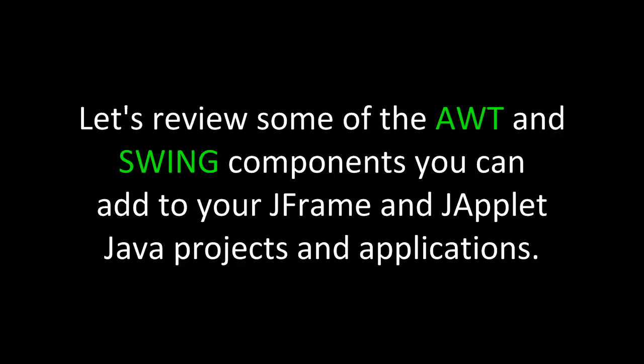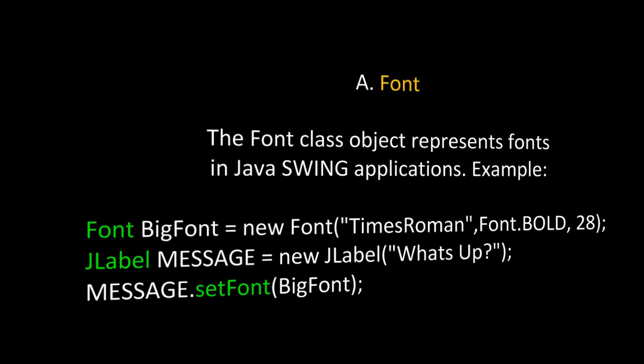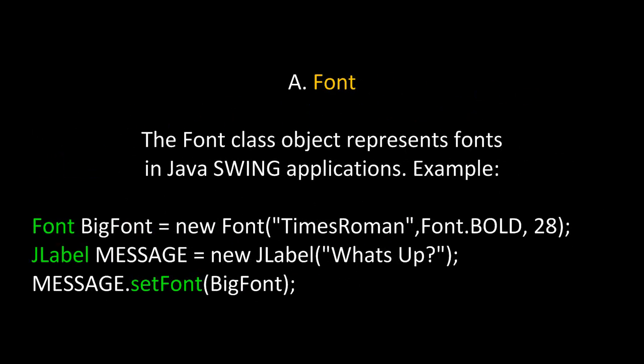Having discussed some of the preliminaries, let's review some of the Abstract Windows Toolkit and Swing components you can add to your JFrame, JApplet, and applet Java projects and applications. The first component we're going to look at is the Font. The Font class object represents fonts in Java Swing applications. For example, here we're declaring a font called bigFont to be Times Roman, bold, and 28 point. And then we're going to assign this font to a JLabel that we've instantiated called message with the function setFont. So we simply call message.setFont and pass in the Font object we instantiated previously, bigFont.